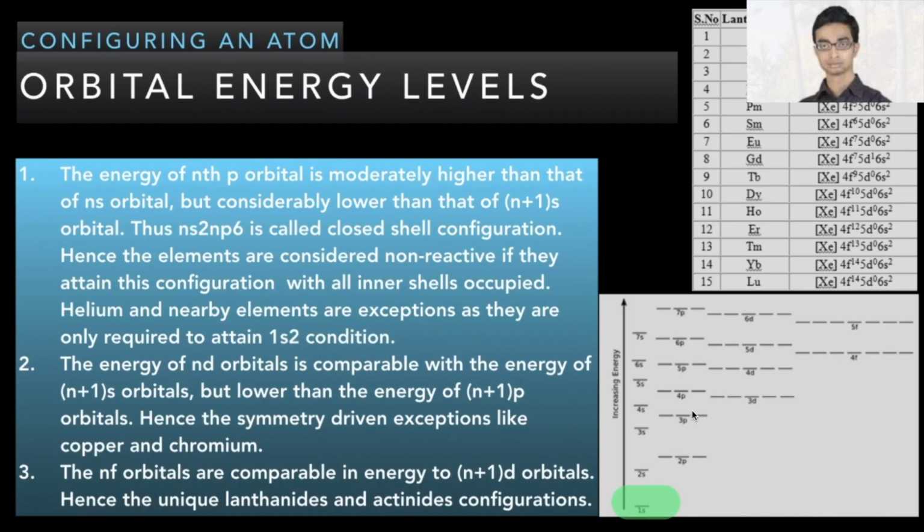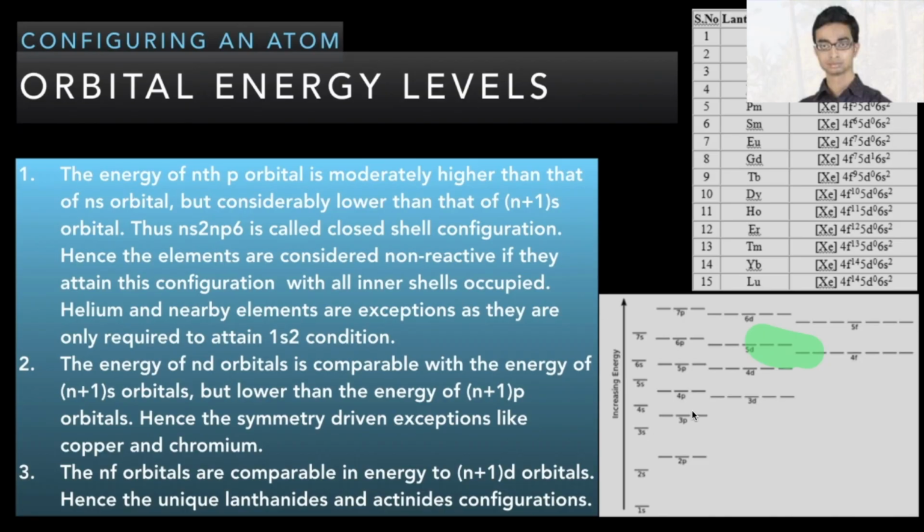Number 2. The energy of the nth d orbital is comparable with the energy of the (n+1)th s orbital, but lower than the energy of the (n+1)th p orbitals. Hence, the symmetry-driven exceptions like copper and chromium. Number 3. The nth f orbital is comparable in energy to the (n+1)th d orbital. Hence, the unique lanthanides and actinides configurations.